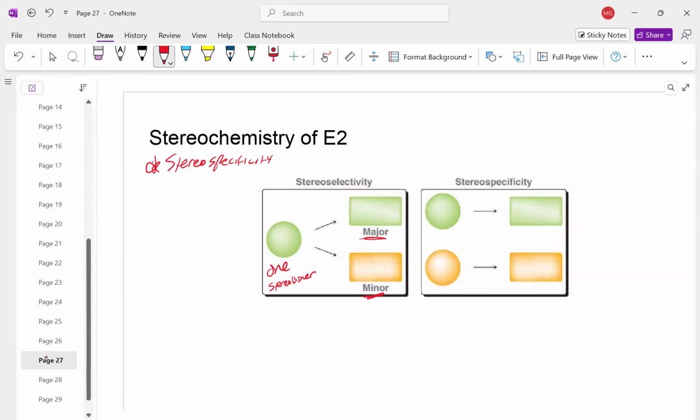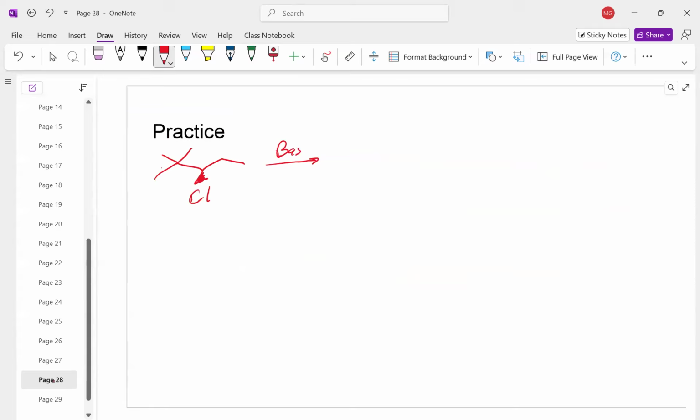So let's take a look at some more problems here. And we're going to assume this is going to go through an E2 mechanism. A little bit later, once we complete substitution and complete elimination, we're going to put all this together, and you'll be able to look at a reaction and predict what mechanism it should undergo. But right now, let's just assume we're going to do an E2.